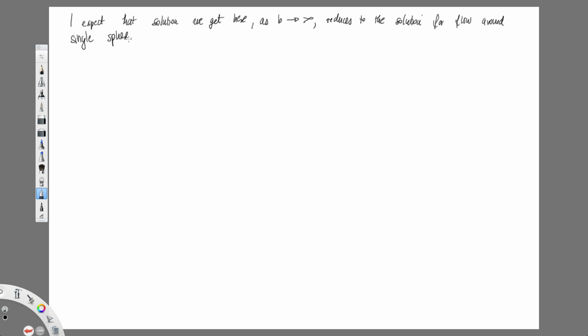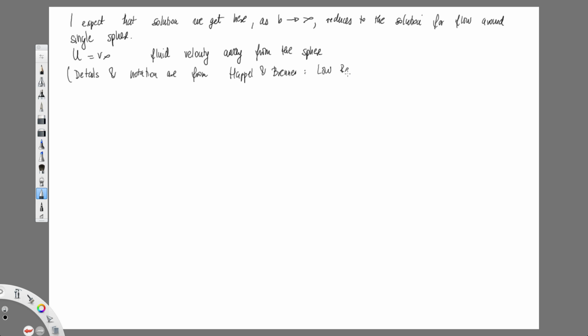So I have flow around this sphere, and instead of V infinity, we will use U as V infinity. That is the fluid velocity away from the sphere. And the reason why I'm using A, B, and U is that I'm following the details and notation from the textbook by Happel and Brenner, Low Reynolds Number Hydrodynamics. So I'm using their notation.